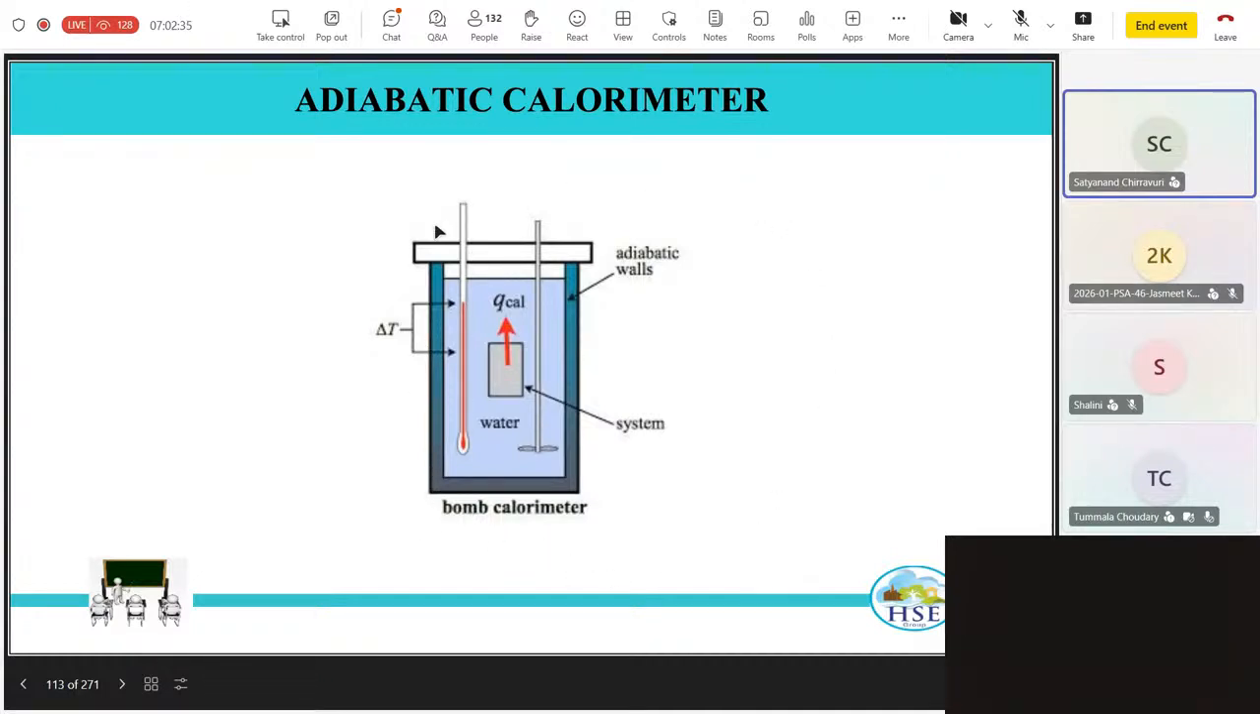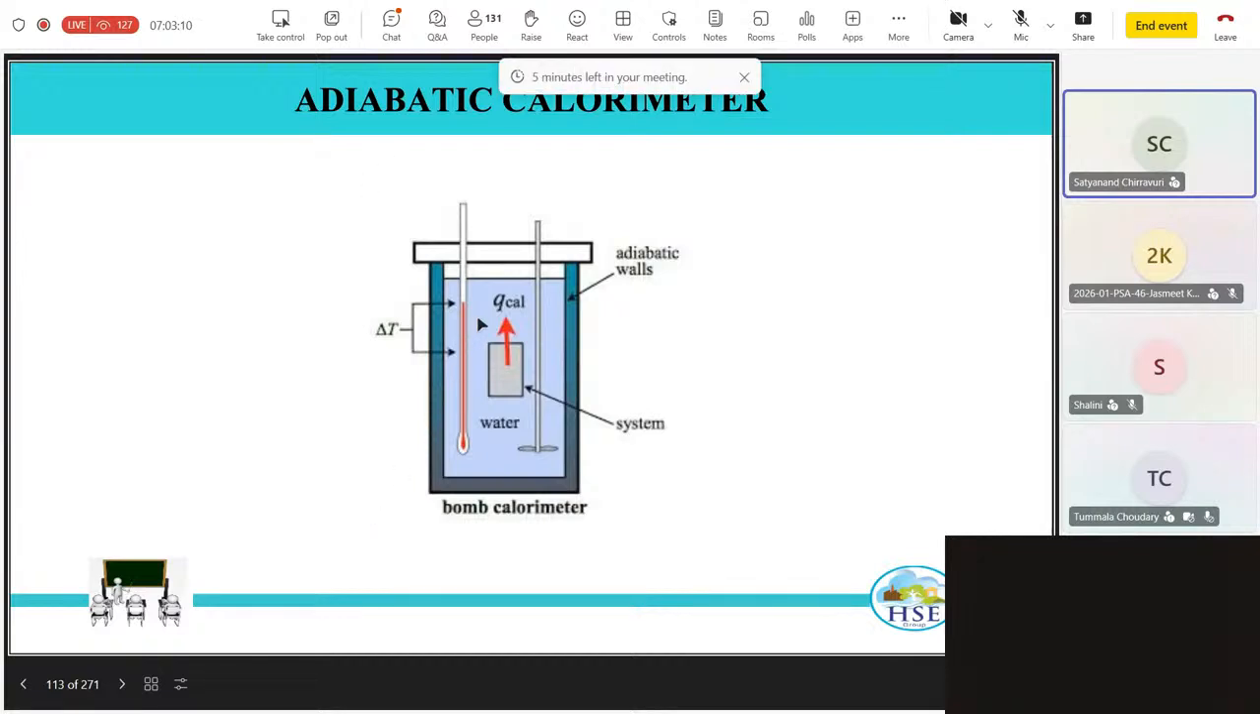The adiabatic calorimeter got developed in the 18th century. People say late 1780s, 1790s, around that time itself. The adiabatic calorimeter, one of the most important calorimeters required for the process industry, was used in the 18th and 19th centuries, whereas the reaction calorimeter came in 1980. It's ironical, but that's true.